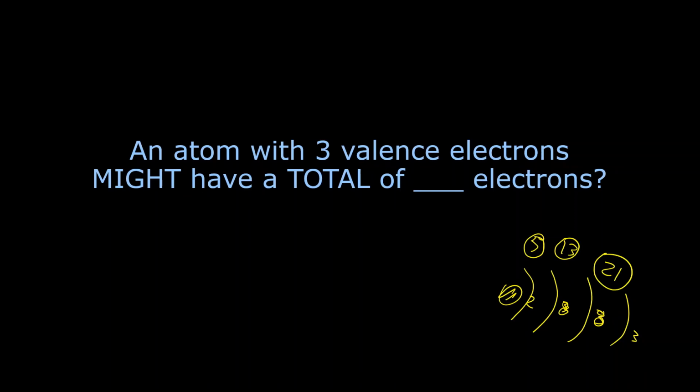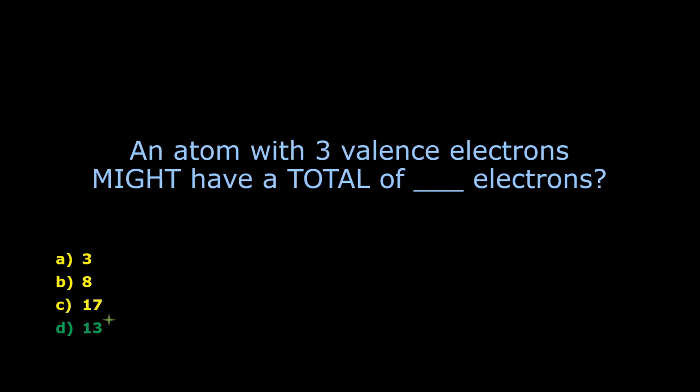Let's see what we have for answers. 3, no, that's not 5, 13, or 21. 8 is not 5, 13, or 21. 17 is not 5, 13, or 21. But D is 13. And that would be one of the combinations where we could end up with 3 valence electrons. So we win that game as well.